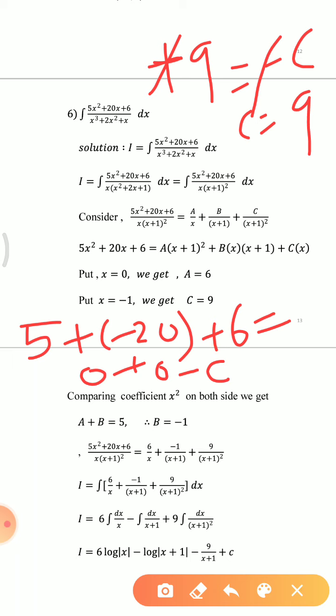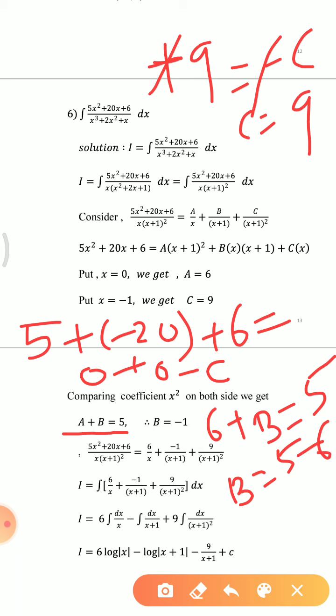Then comparing the coefficient of x² on both sides, the equation becomes A + B = 5, and you know the value of A here: A = 6. Then 6 + B = 5, and B = 5 - 6, shifting the 6 to the other side, which is -1. That means the value of B becomes -1.